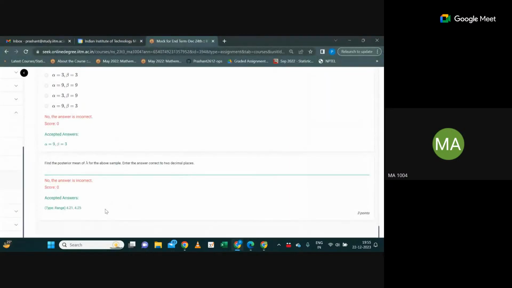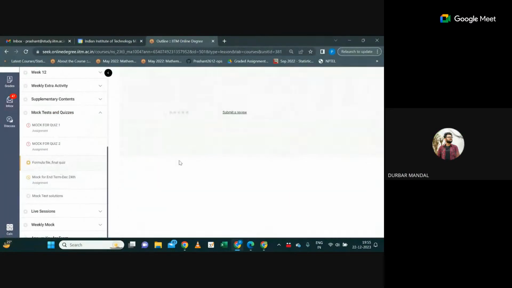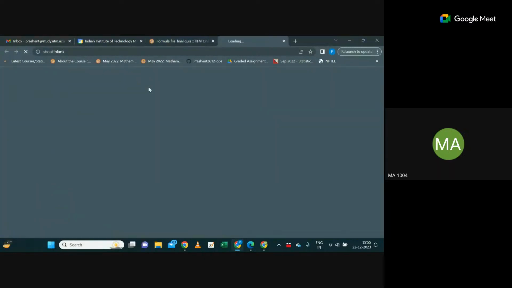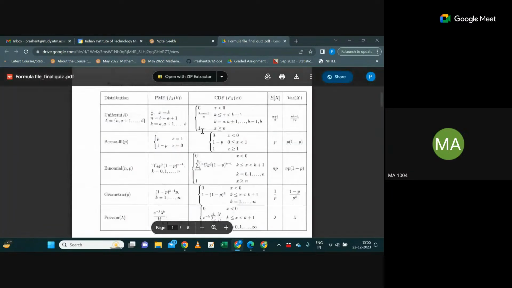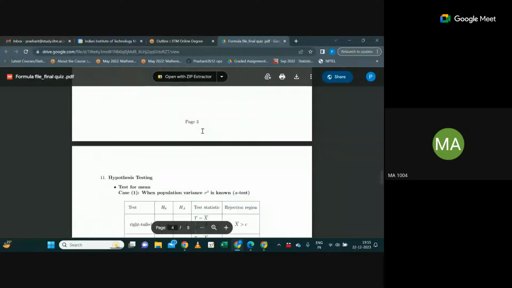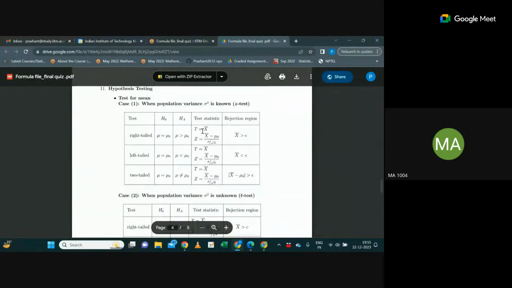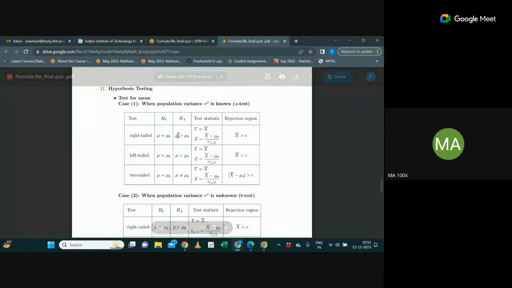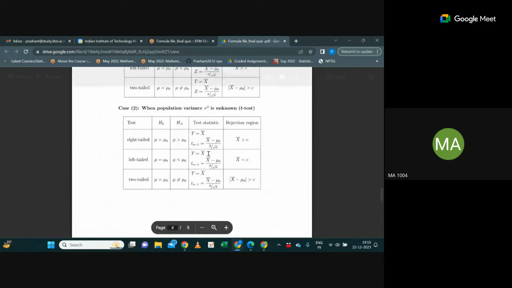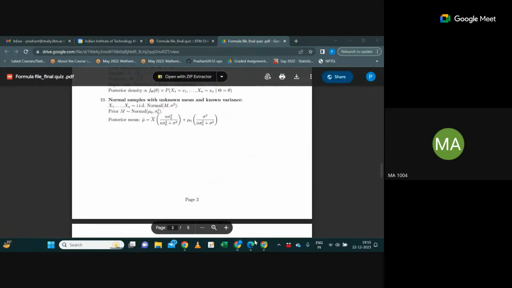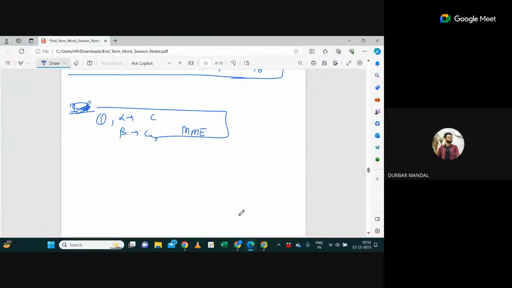So you have seen that formula sheet. This formula sheet will be provided to you, no need to memorize any formula. Every formula will be provided, all tests: if your null hypothesis is this and alternative is this, then what will be your rejection region, what kind of test statistic you have to take, all the things will be provided. The only thing is you have to identify and you have to apply. That's all.